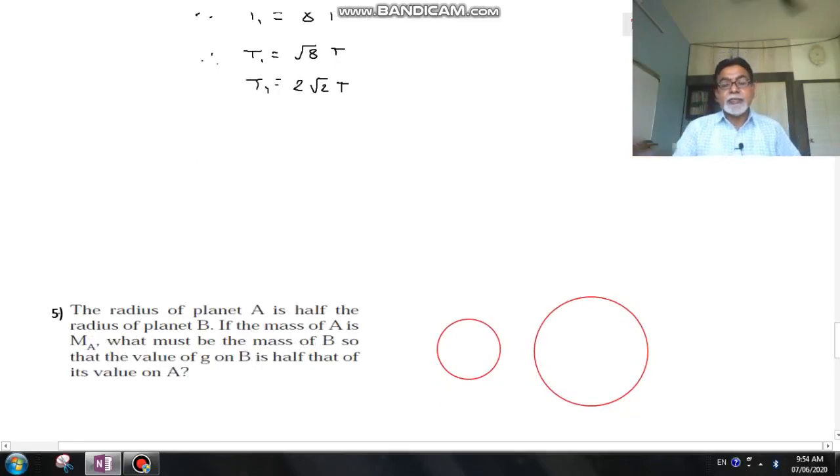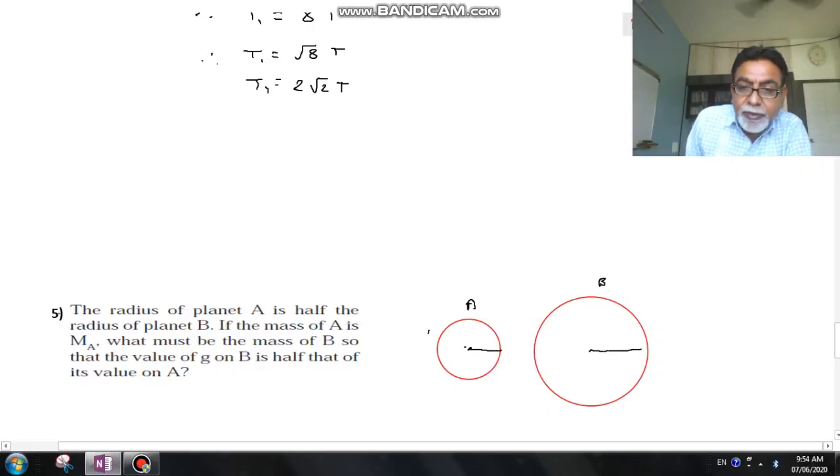Now we'll take the last problem of today, and in this problem we'll discuss one interesting thing. Look at what is given. Here I had drawn two planets. This is planet A, this is planet B. I have not drawn them according to scale. This is the radius of planet A, this is the radius of planet B.